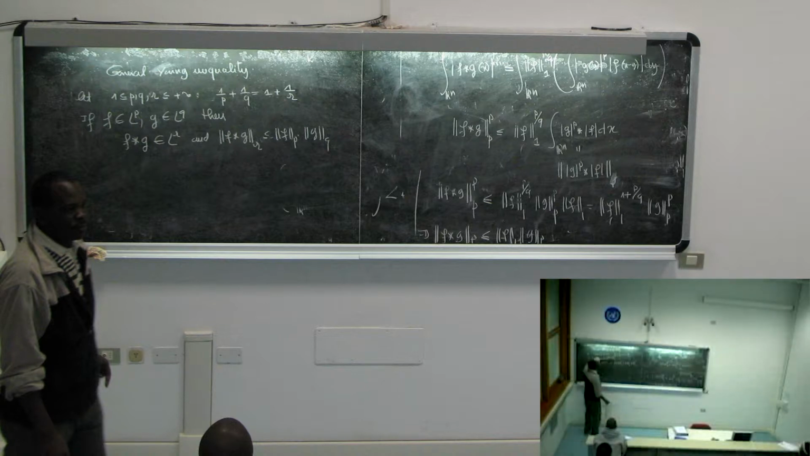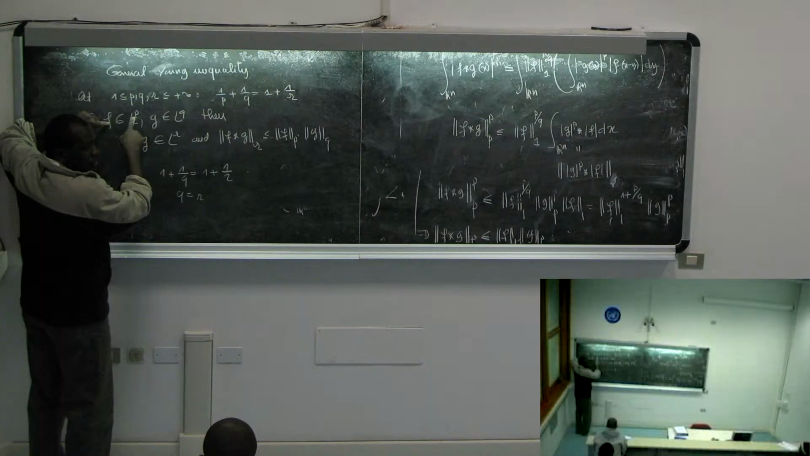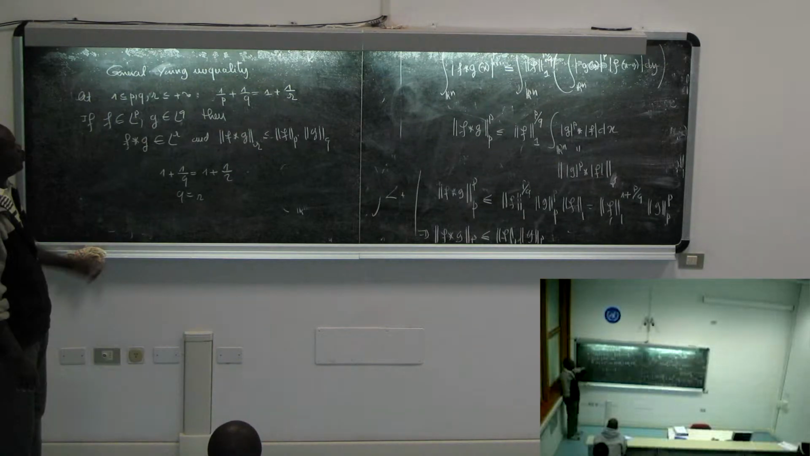For example, here if I take P to be 1, so I have 1 plus 1 over Q is equal to 1 plus 1 over R. So we have Q is equal to R. And this we have seen, because if F is in L1 and G is in LQ, we have seen that the convolution product is in LQ. Here we have Q is equal to R. So this is the general Young inequality.